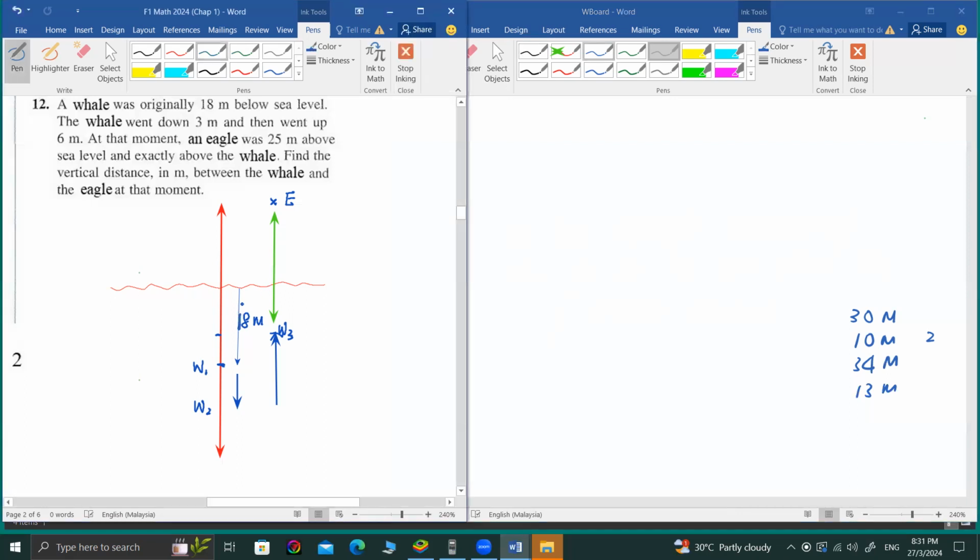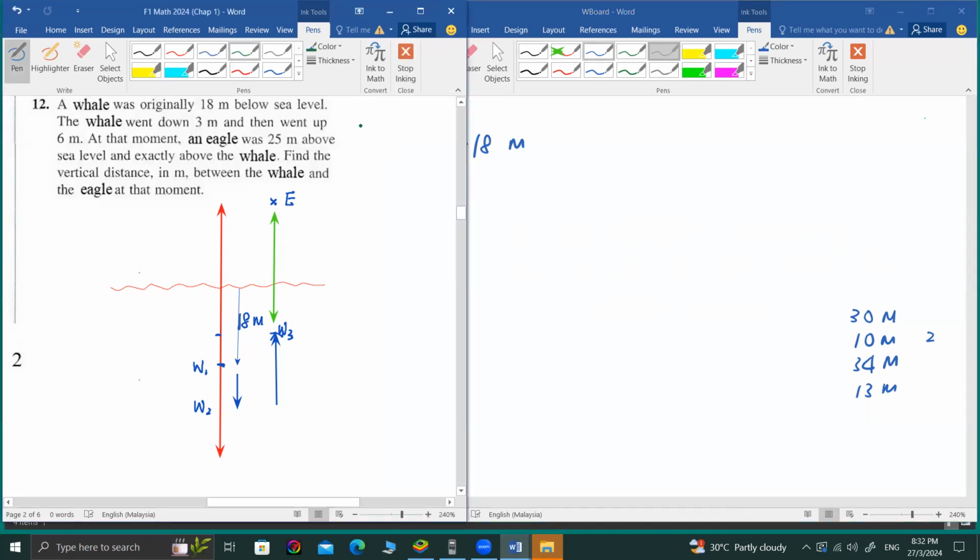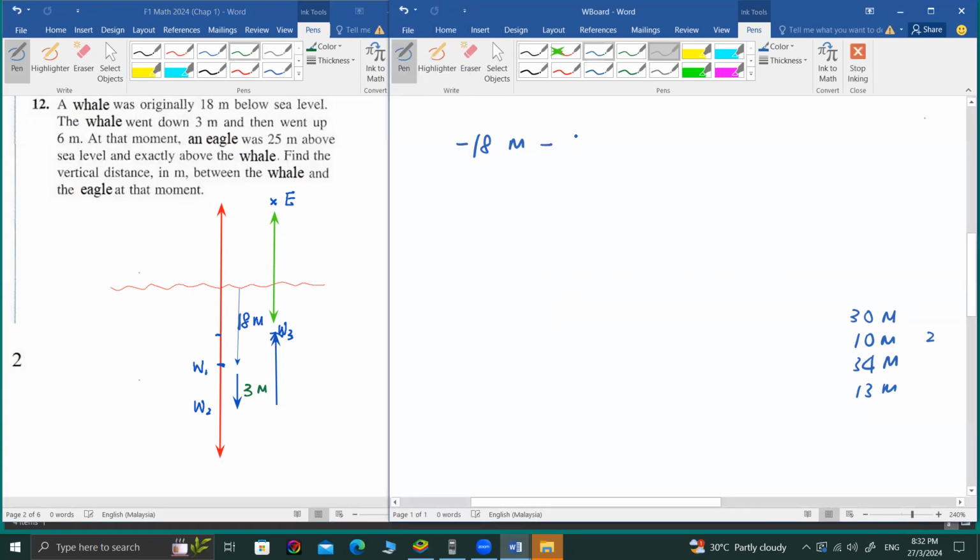So this one means below sea level. Below sea level, 18, right? Below sea level means negative 18, is it? Below sea level, negative 18. I'm just going to write it on here. It's 18, then went down. Went down how many? Went down another 3. Means, is it we write this way? Went down another 3, right?